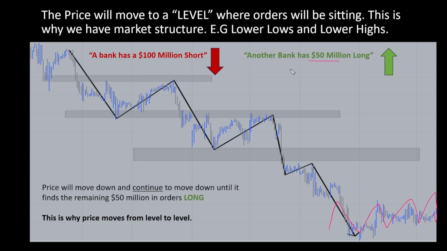When there's equal longs to shorts of the big money, it's going to sit in a range, and that's why we see ranges. Now, as soon as the tables flip and there's more longs than shorts, we're going to start seeing price coming up again until there's another order for shorts, and then price is going to come down again. It's just going to keep moving up and down, and that's how simple it is.